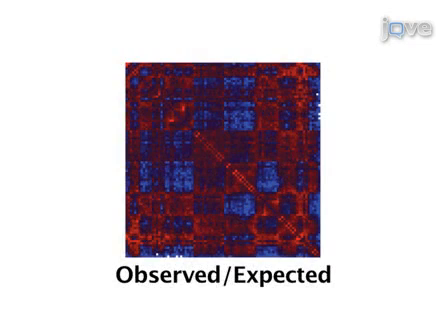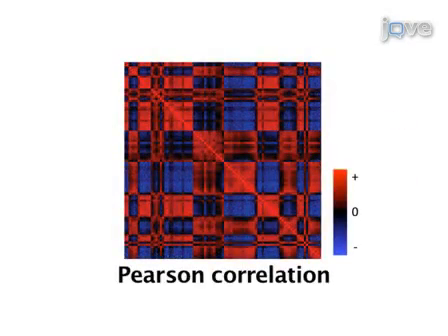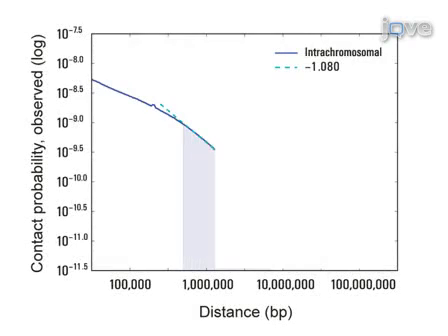Then, a correlation matrix can be produced by correlating the rows and columns of the observed over expected heat maps. Using correlation analysis, it is demonstrated that the human genome segregates into two compartments. This is illustrated by the plaid pattern in the correlation heat maps. Using Hi-C data, new insights were gained into chromatin folding at the megabase scale.